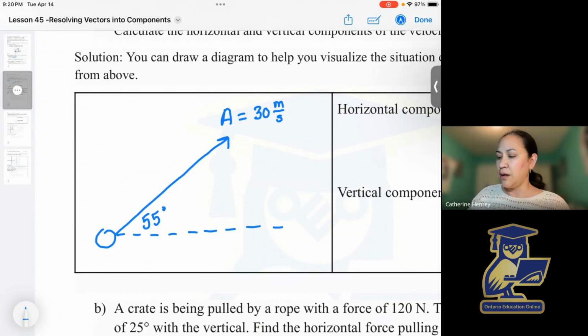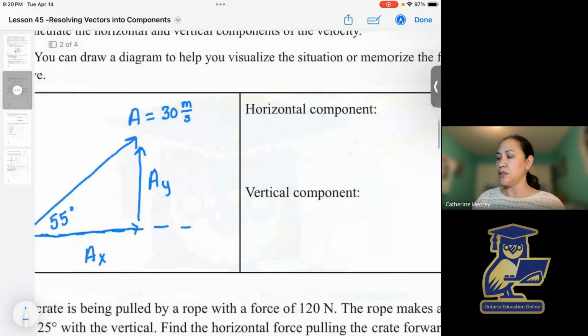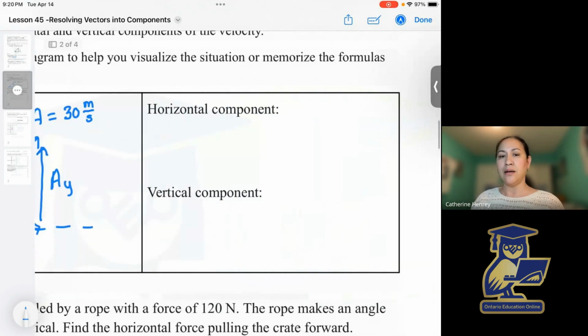Here along the ground would be the x component of A, and then here vertically would be the y component of A. So we see that the x and the y components help us form a 90-degree triangle. And so we can go back and use our trig ratios, and that is how we derived the formulas.